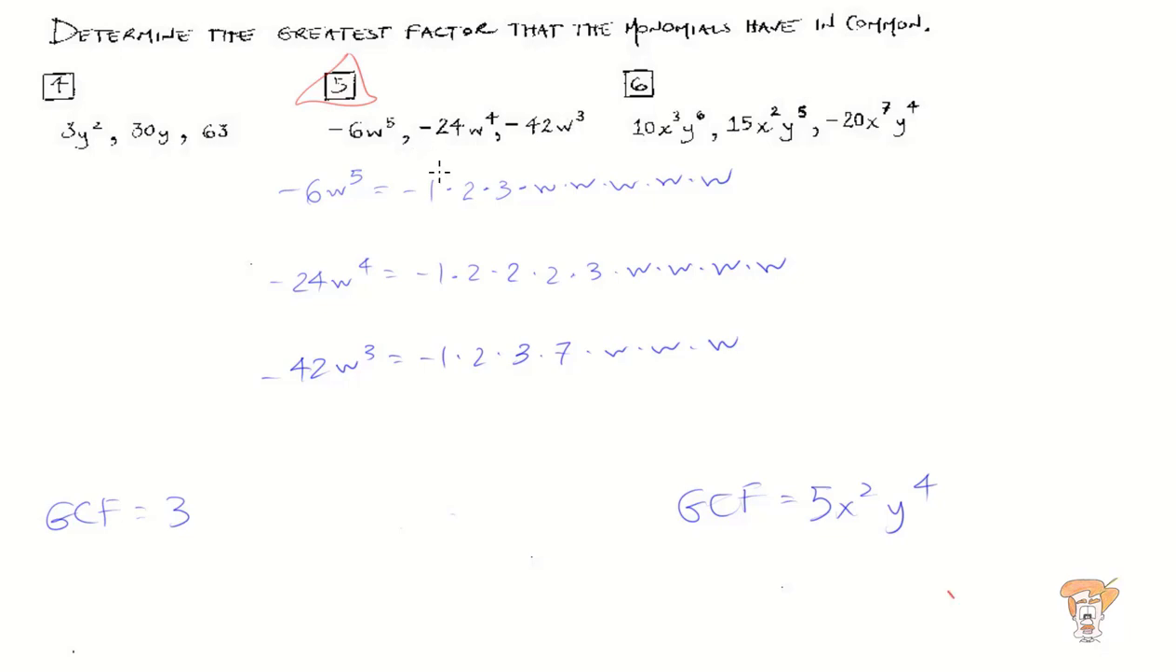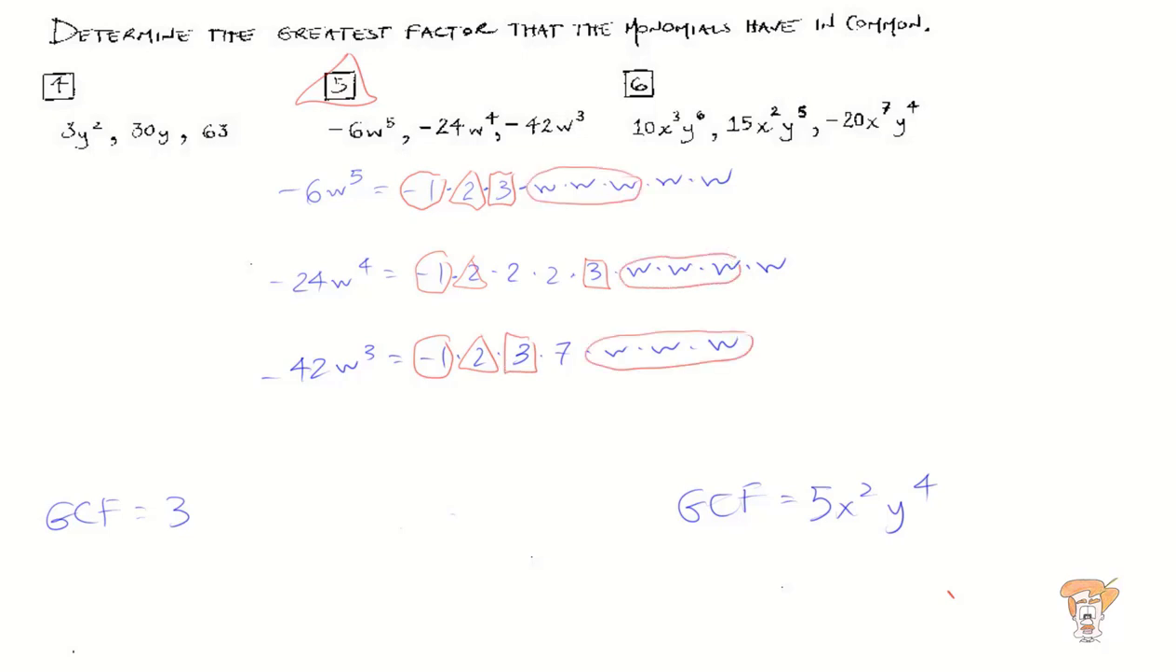To determine the common factors, we look and see which factors each of the monomials have in common. They have a minus 1 in common, so that's one common factor. It also looks like they have a 2 in common, and it also appears that they have a 3 in common, and it also appears that they have 3 of the w's in common.